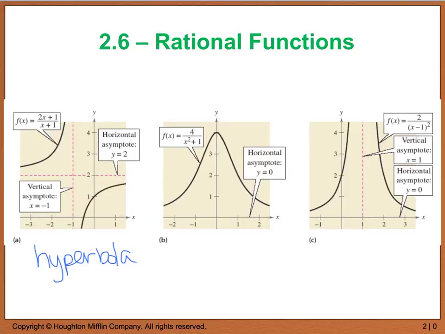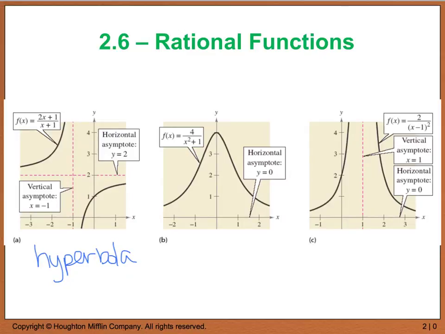Now, as your x values approach either positive infinity or negative infinity, you'll see that our graph is going to get closer and closer to the y equals 0 line. What that tells us then is that we have a horizontal asymptote. Now, my y values are not going to increase or decrease without bound. Our y values are actually going to kind of flow here. So I don't have any vertical asymptotes, but I do have a horizontal asymptote right here.